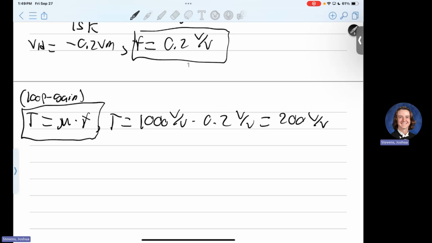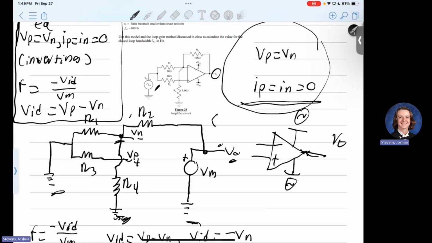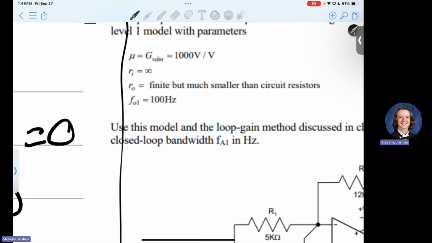Loop gain, I've seen it, I think once or twice. Put that down. Mu, in this case, as what was given in the actual problem, is Gvdm. It's possible that you'll be finding Gvdm, as in my next problem, but if you're not finding it, it should be a part of the equation, based on what I've seen. T equals mu times feedback. Mu, in this case, is the Gvdm, 1,000 volts per volt. That's the open loop frequency. We'll get to that shortly. So good. Okay, any other questions at the moment?